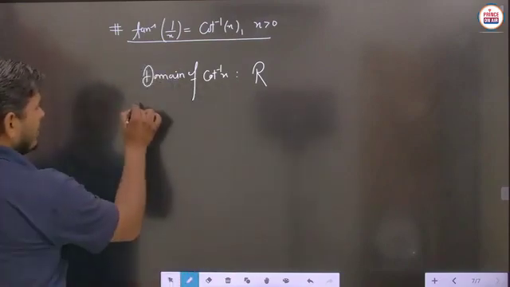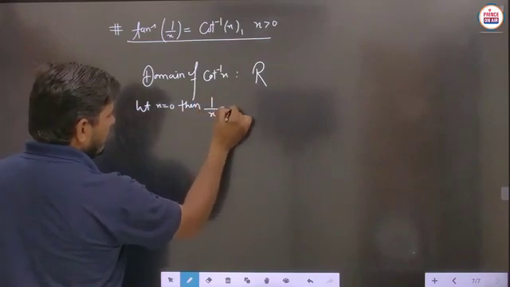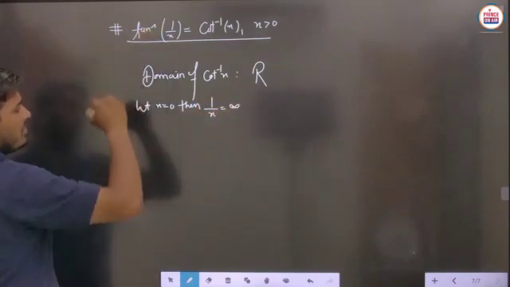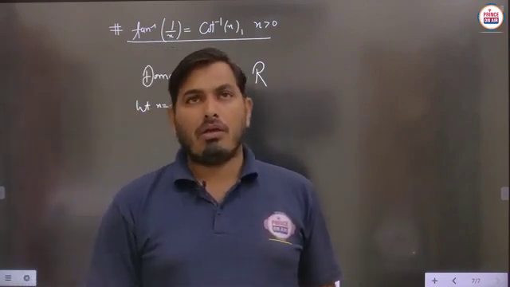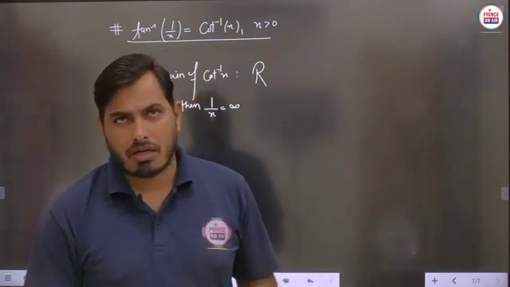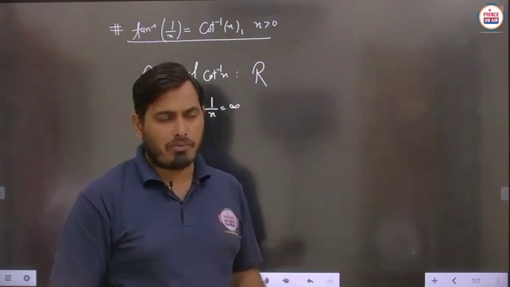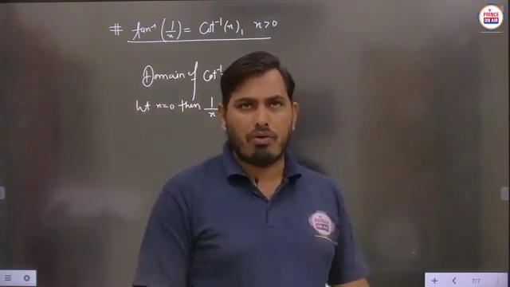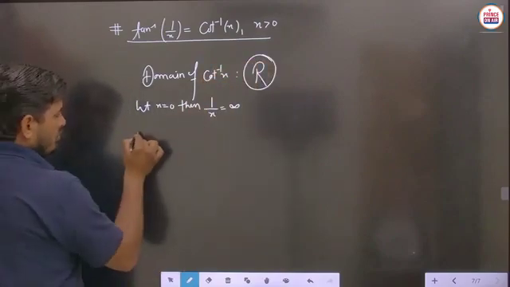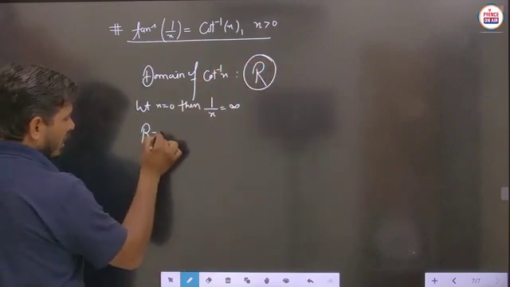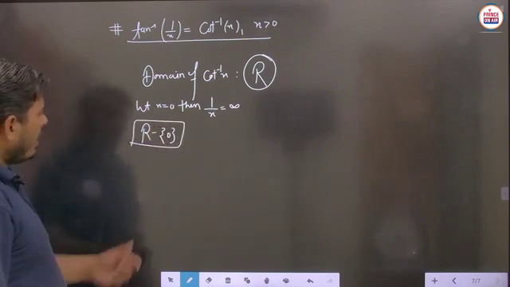So if x equals 0, then definitely 1 upon x will become infinite, meaning this tan inverse will give the answer pi by 2. But the principal value of tan inverse says that it does not contain pi by 2 or minus pi by 2; it contains only values between minus pi by 2 and plus pi by 2. So definitely students, here we will not take 0. So now the domain will be written like this, R minus 0.